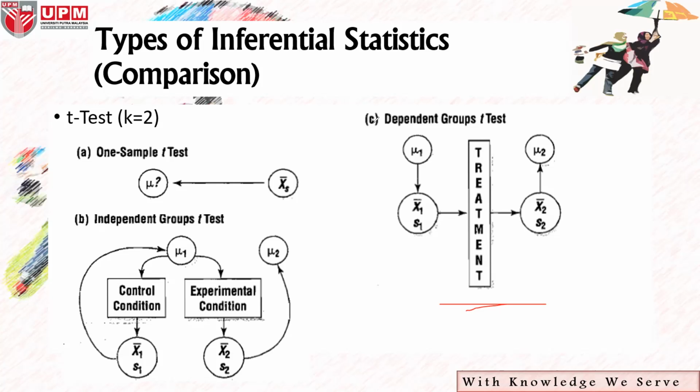The easiest example is training. You conduct one training. Before you give the training, you collect the data. You have one group of respondents, one group.